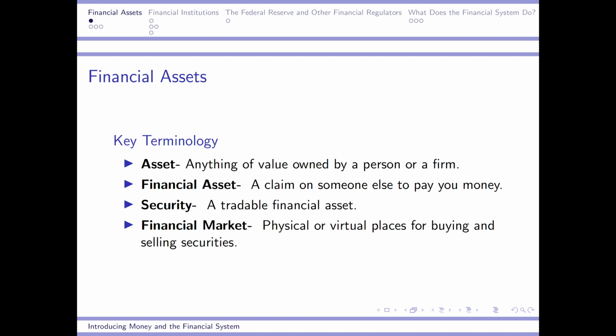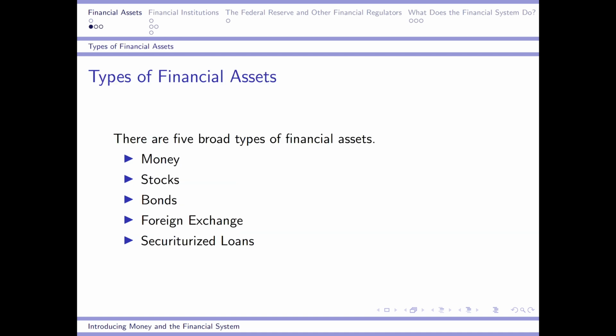Now, a security gets even more granular. A security is a tradable financial asset. So this is something that has some sort of value that you can also trade. And then finally, a financial market is some sort of institution that is set up to trade securities. Now, there are five broad types of financial assets, and we're going to be dealing with all five of these in this course. The first is money, stocks, bonds, foreign exchange, and then finally securitized loans.